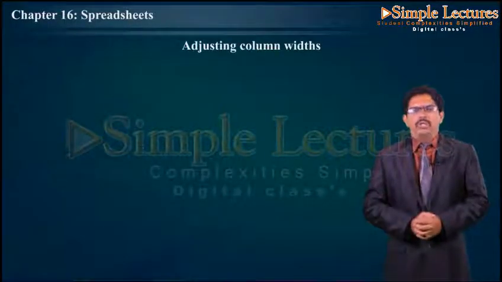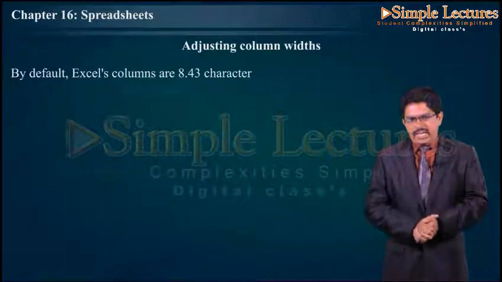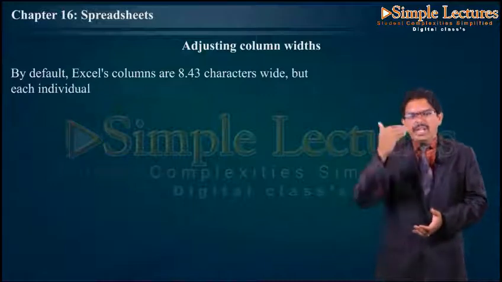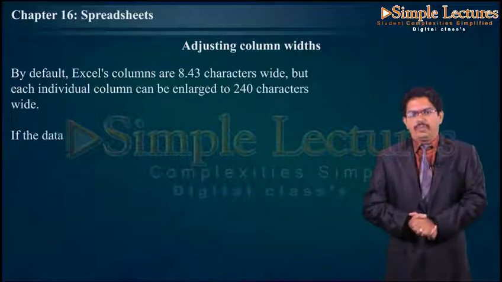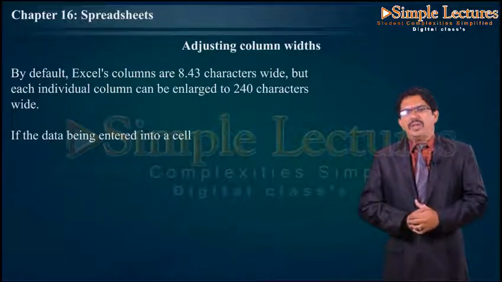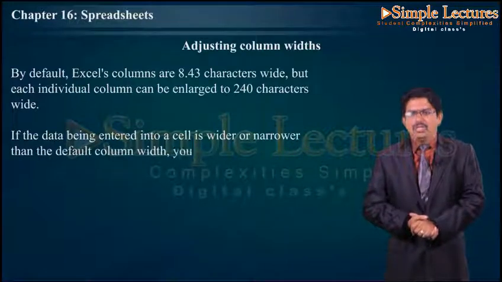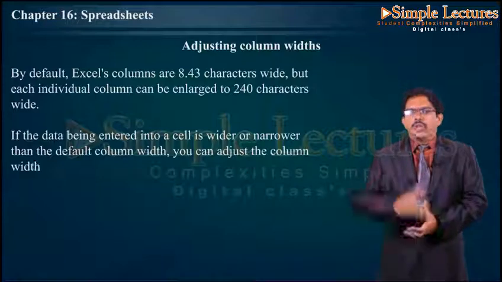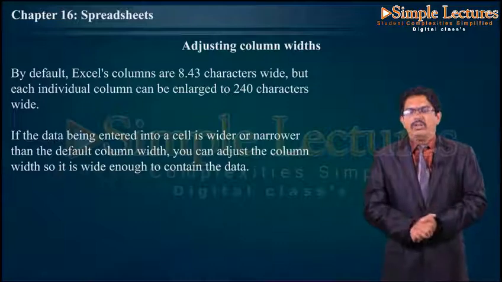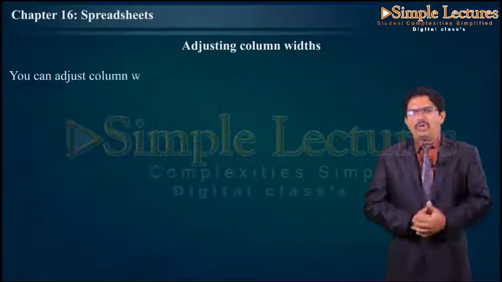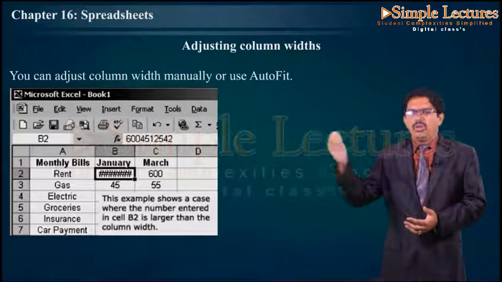Adjusting column width. By default, Excel columns are 8.43 characters wide, but each individual column can be enlarged to 240 characters wide. If the data being entered into a cell is wider or narrower than the default column width, you can adjust the column width so it is wide enough to contain the data. You can adjust column width normally using AutoFit. Here is the representation for column width.